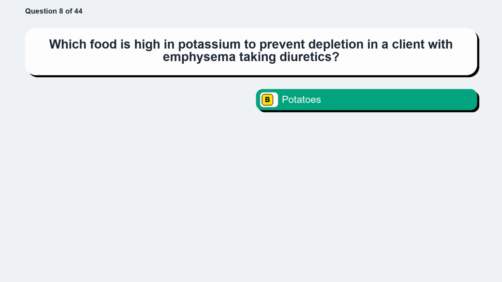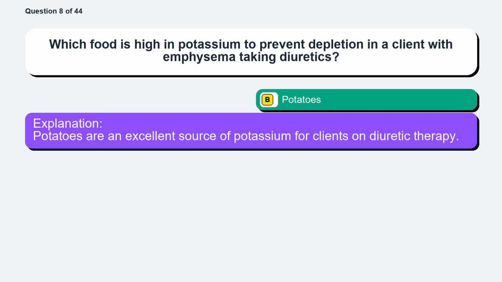The correct answer is option B. Potatoes. Potatoes are an excellent source of potassium for clients on diuretic therapy.